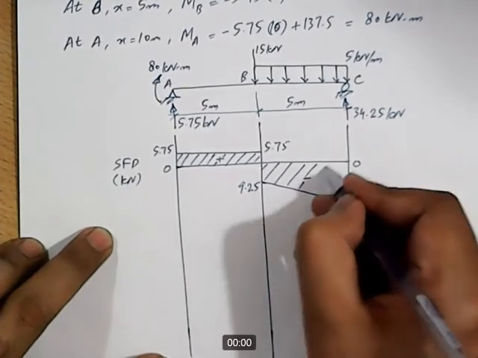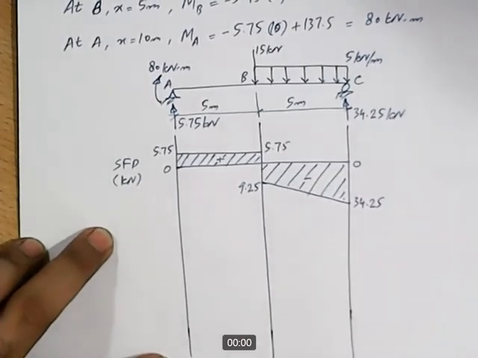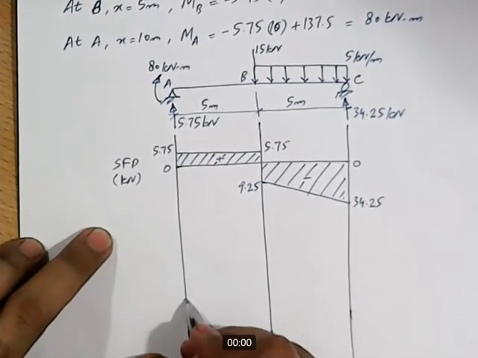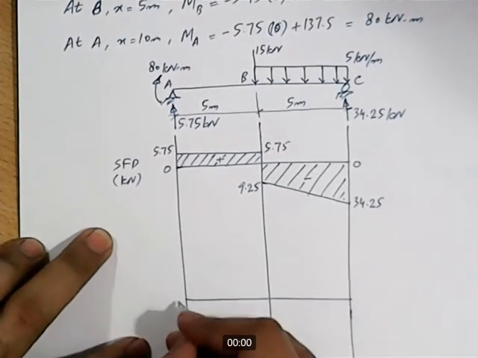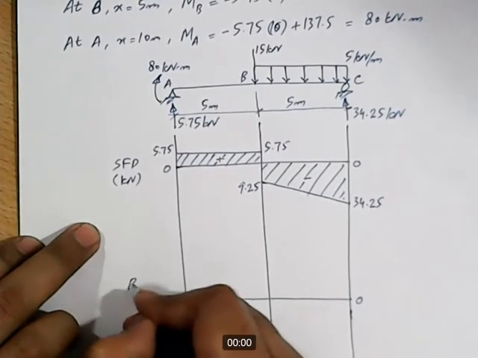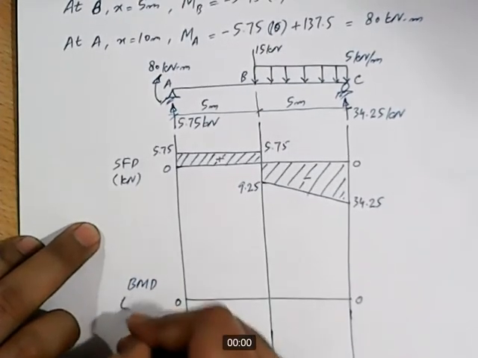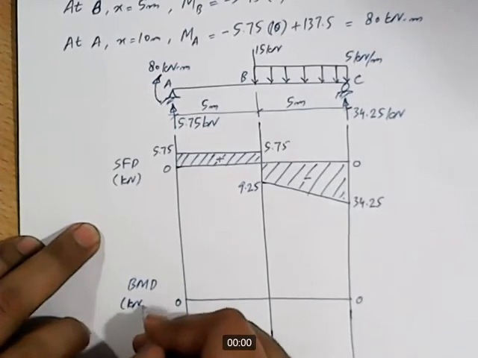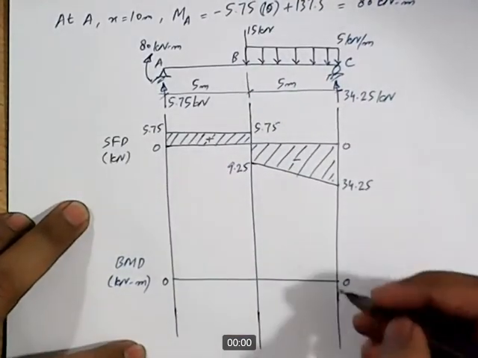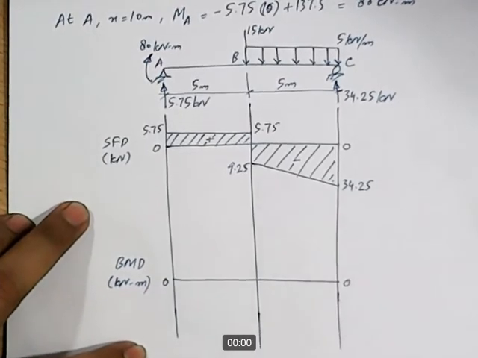This completes the shear force diagram for the simply supported beam. Now let's draw the bending moment diagram. This is the zero line, and this is BMD. Units are kilonewton meter. How much is the bending moment value at support C from portion BC? If you check your calculations, it's equal to 0.